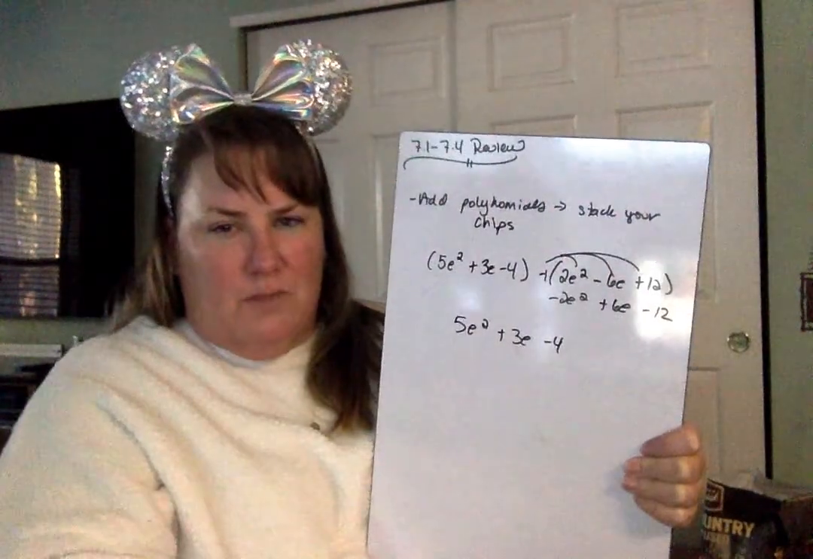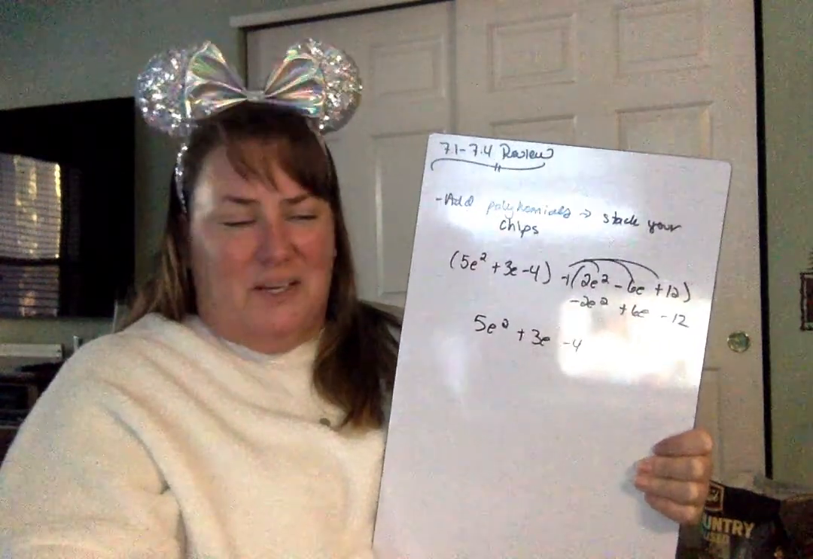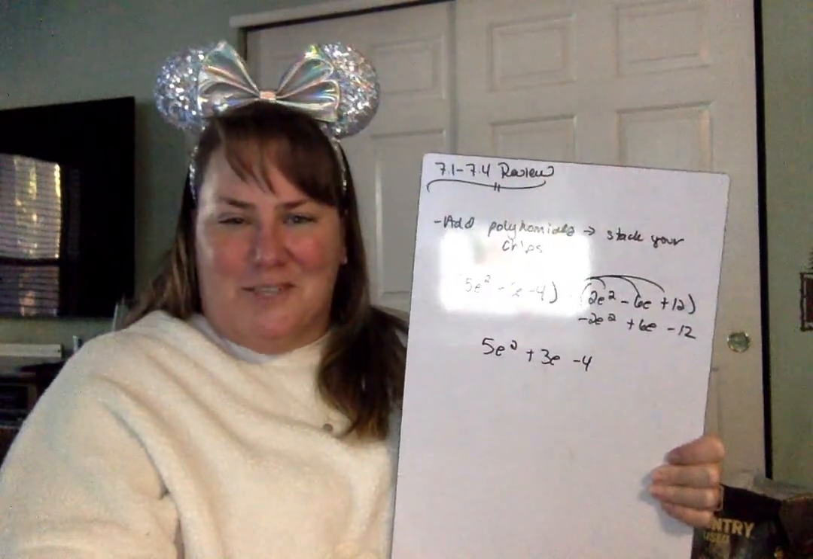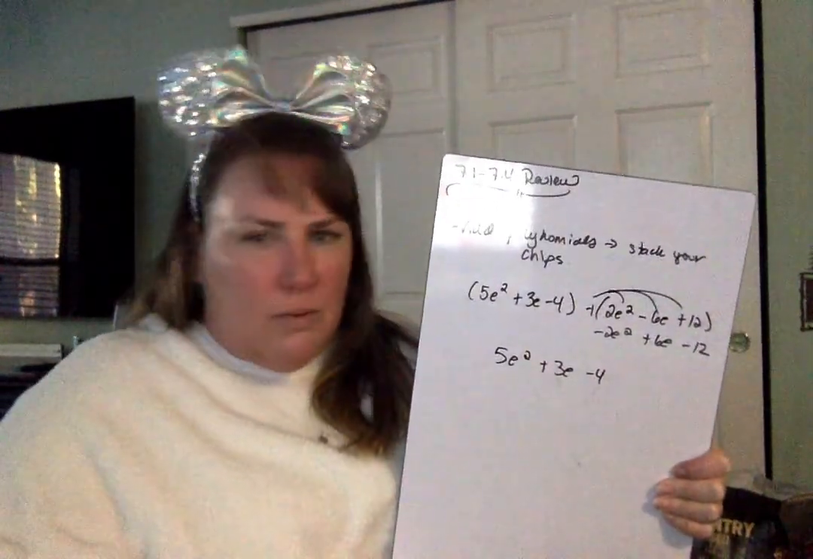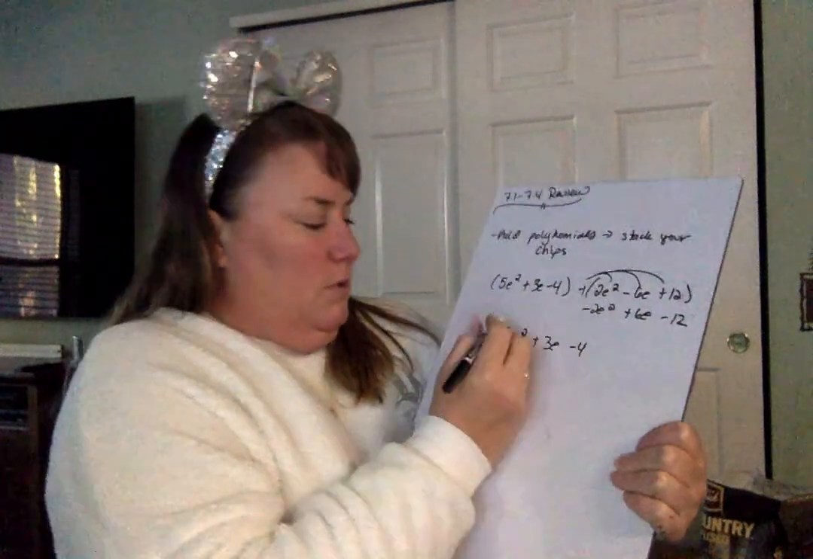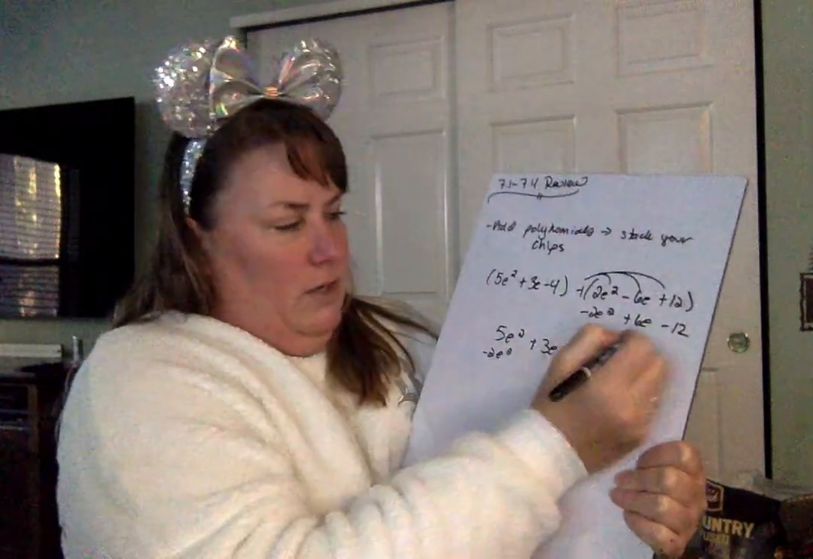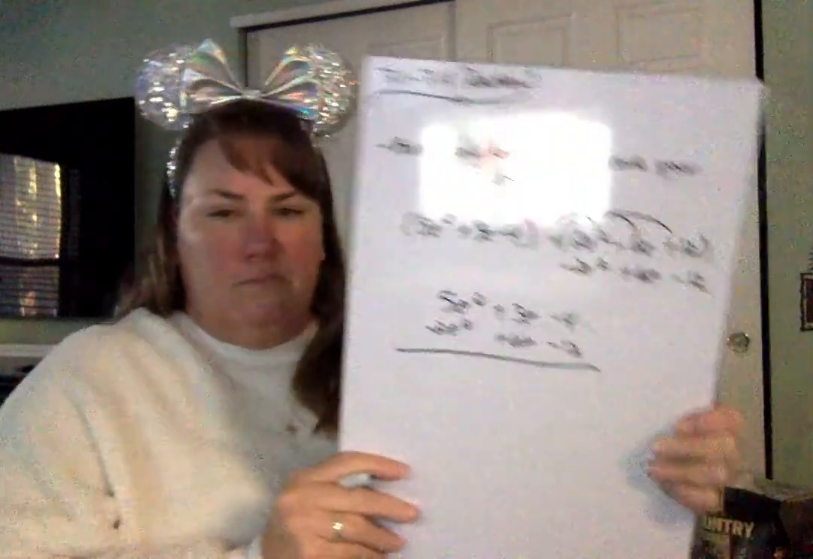When I say stack chips, when I introduced this, I was talking about you want to put your baking chips. Not necessarily potato chips, but you put your milk chocolate with your milk chocolate. You put your butterscotch with your butterscotch, your white chocolate with white chocolate. So that's what I'm talking about when I say stacking your chips. So this one goes underneath our other e squared, plus 6e and minus 12 here.